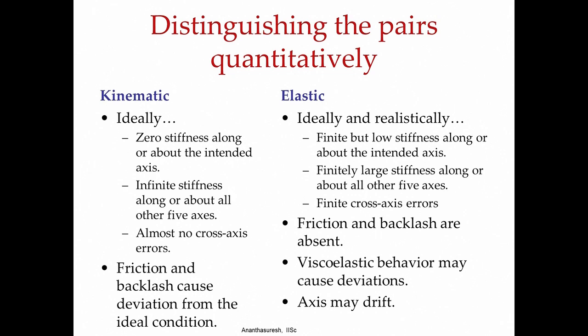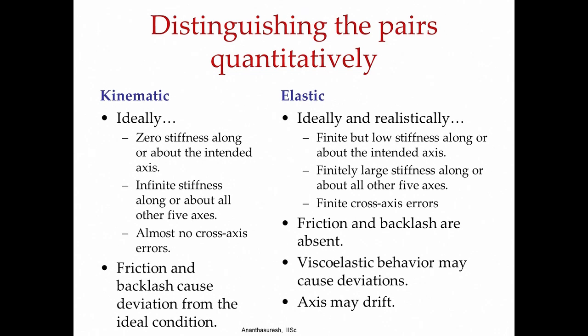Let us say if it is rotation about x axis, you have no stiffness or resistance to rotate about the x axis or move along the x axis, and infinite stiffness about all other axes. If you have one sliding joint like a piston and cylinder, when you move the piston in the cylinder, there will be very little resistance, maybe due to friction or other things, but if there is no friction, it will have no stiffness at all. And if you try to move that in any other direction, you will feel infinite stiffness.